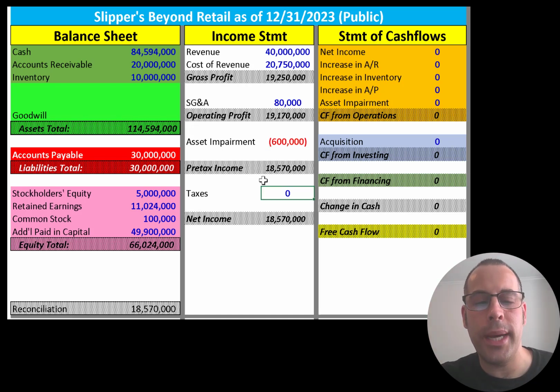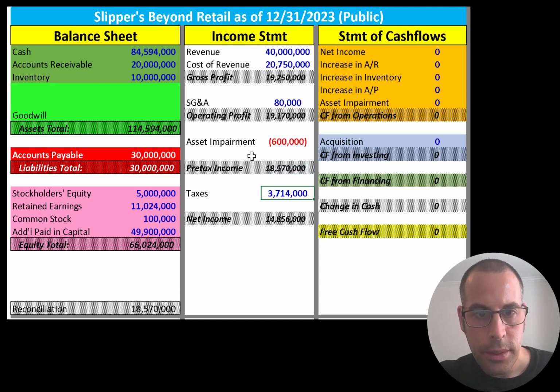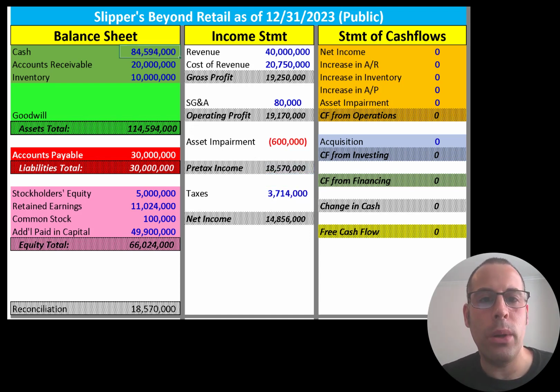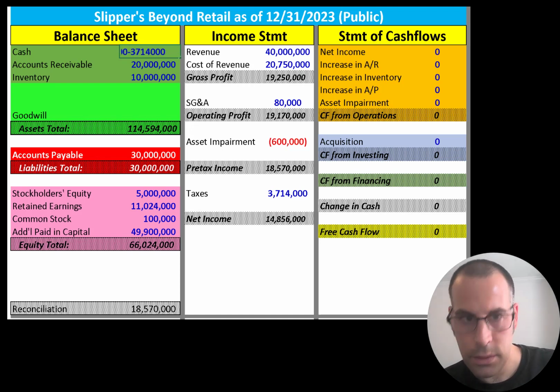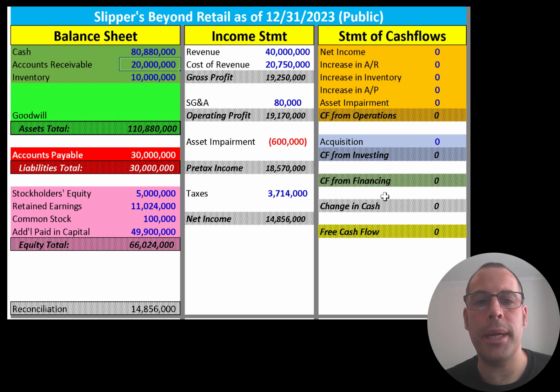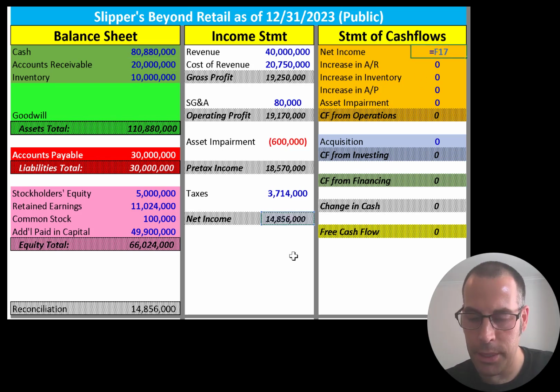Let's pay our taxes. We had $18.6 million of pre-tax income. Our tax rate is 20%. So that's $3.7 million. We'll minus that from cash. Now let's do our statement of cash flows. So it starts with net income, $14.856 million.